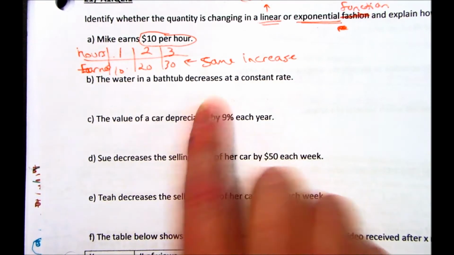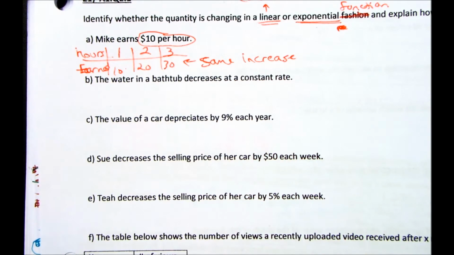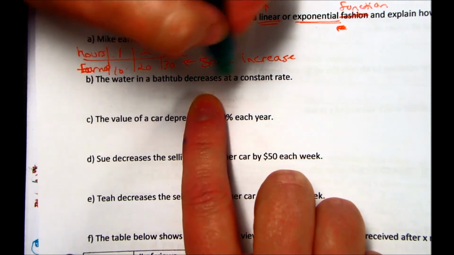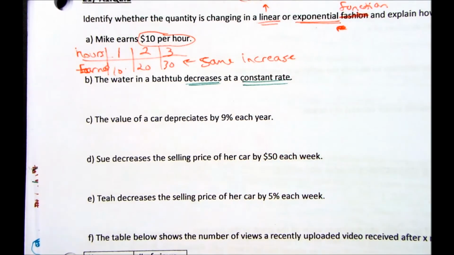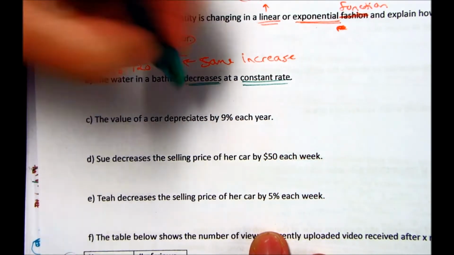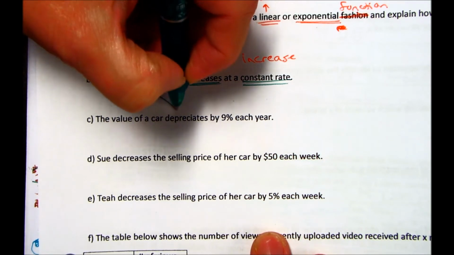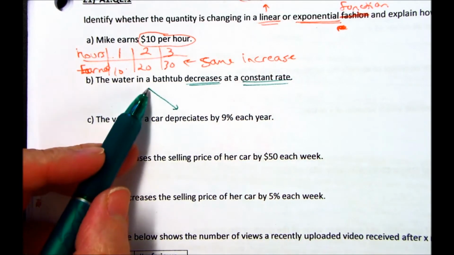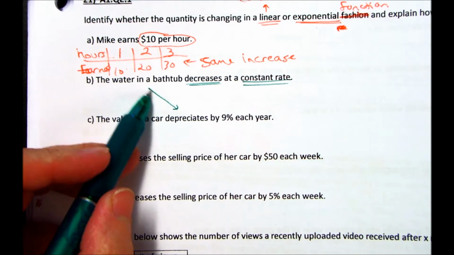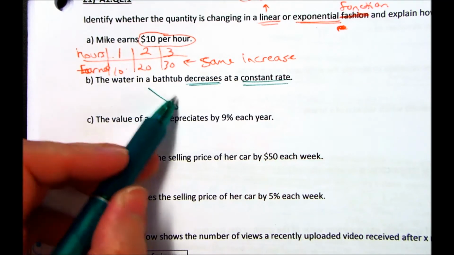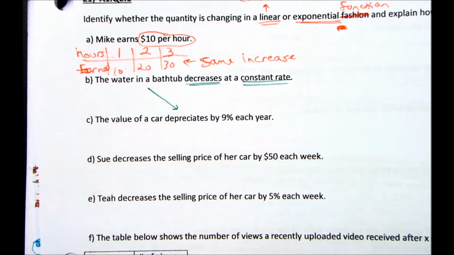The same thing is going to be true now with the water in the bathtub. They're even telling us the water in the bathtub decreases at a constant rate. So again, if it's decreasing at a constant rate, a graph would look like this, where if this was the level of the water in the bathtub, it would be decreasing at a constant rate. So it's not going to be wavy or up or down.